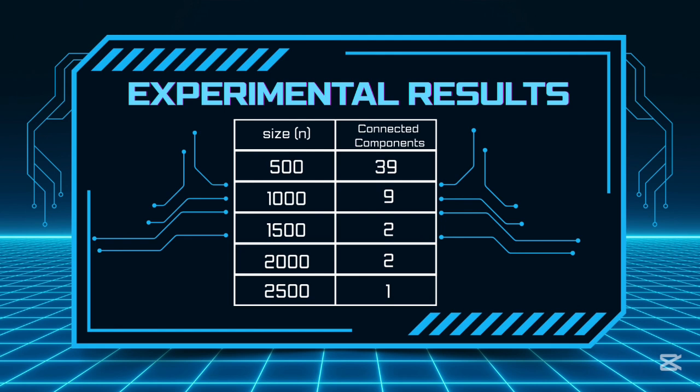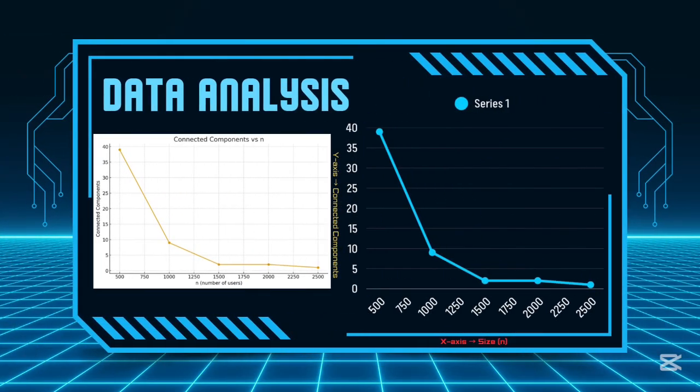Our next slide presents the numerical experimental results for connected components. The results show a clear trend. When the network size was small, at n equals 500 users, we observed 39 connected components. However, as the network grew, the number of components dropped sharply. By the time we reached n equals 2500 users, the network was nearly fully connected, resulting in only one connected component.